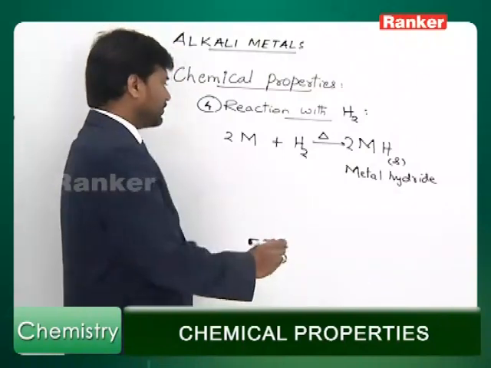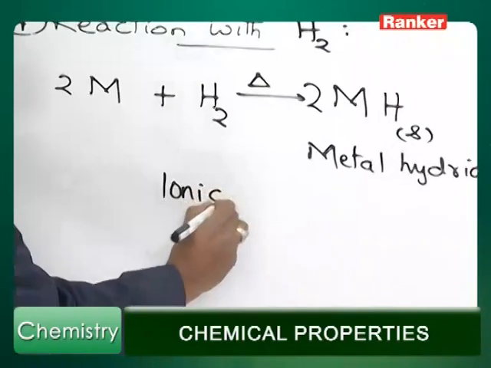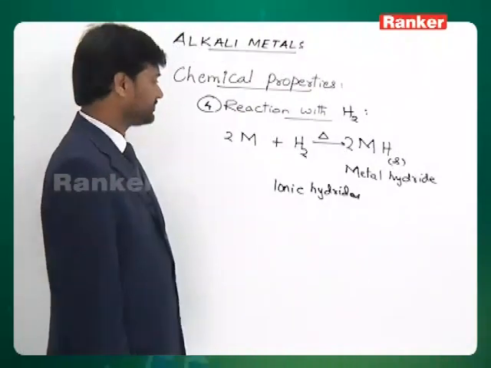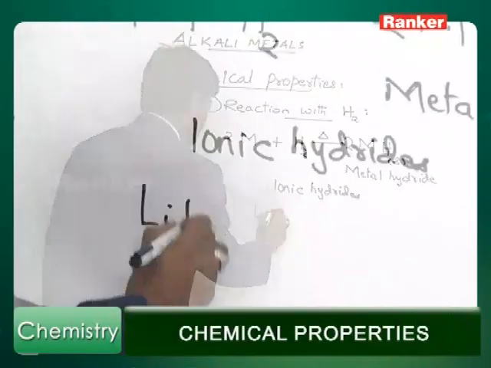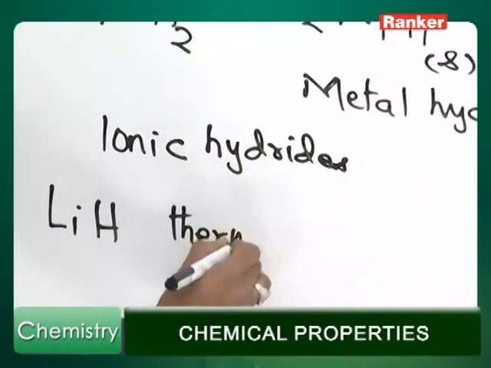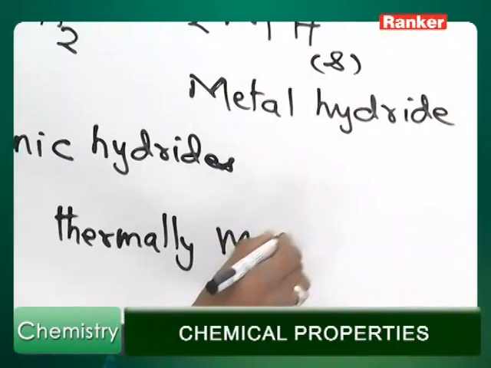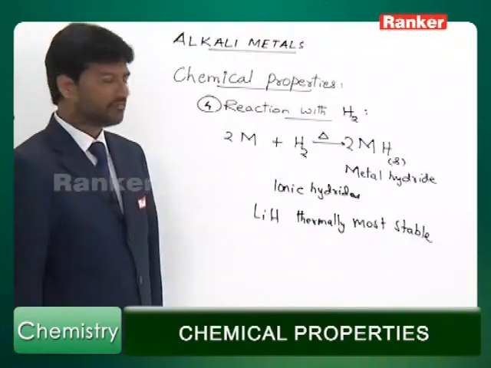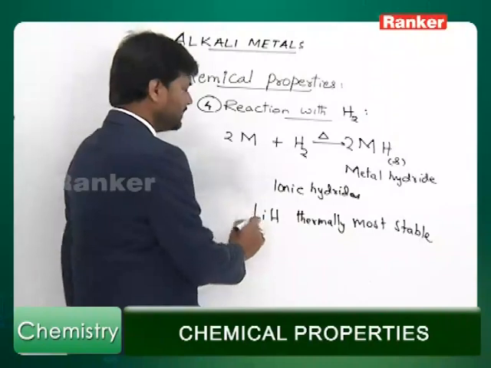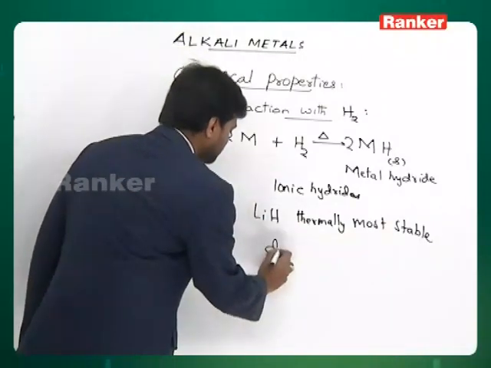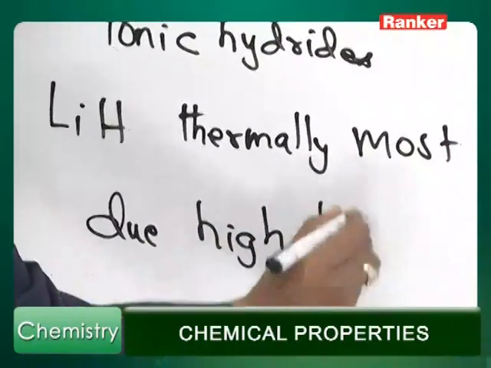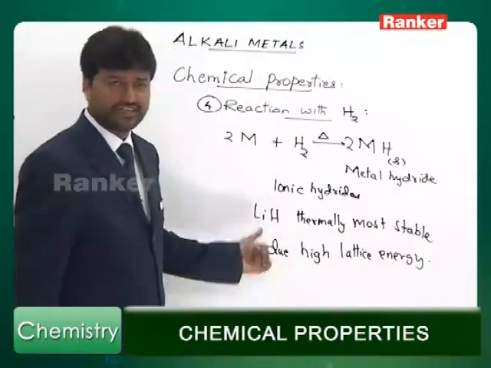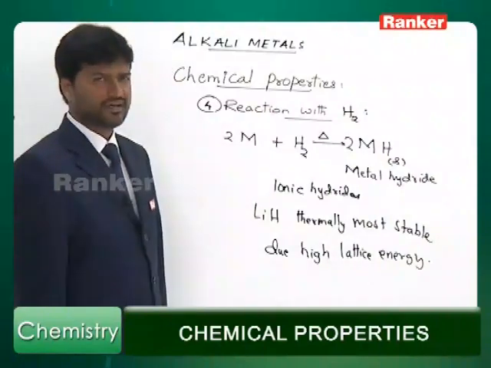One important point you need to remember about alkali metal hydrides is they are all ionic hydrides. Alkali metal hydrides are ionic hydrides. And LiH is thermally most stable. LiH is thermally most stable among the hydrides of alkali metals. This can be due to high lattice energy. Due to its high lattice energy, LiH is thermally most stable among hydrides of alkali metals.